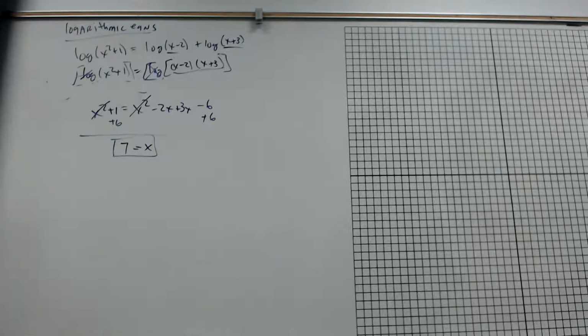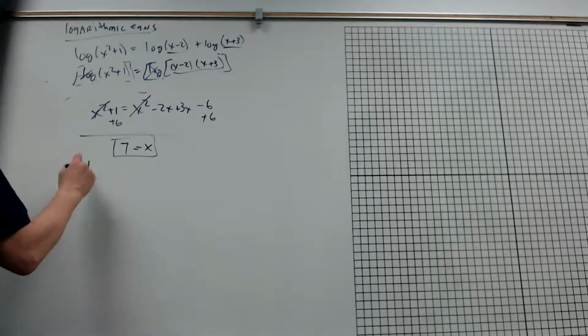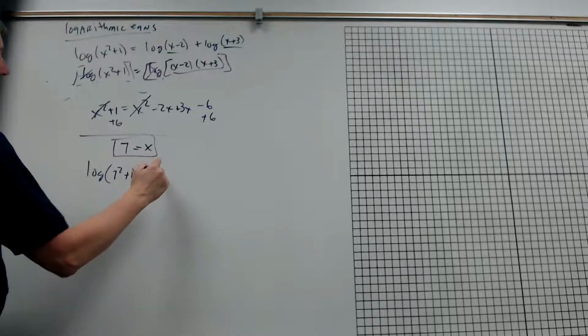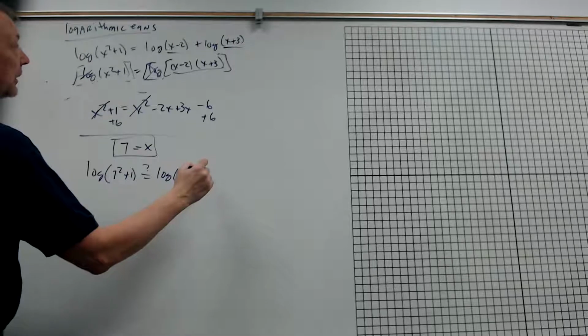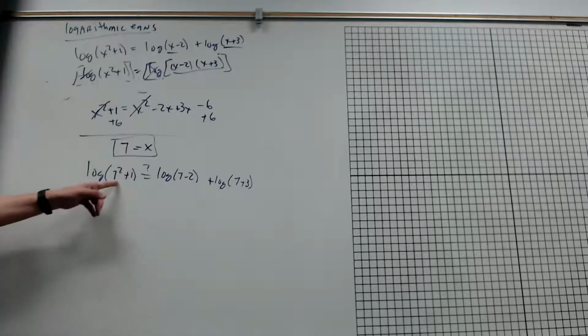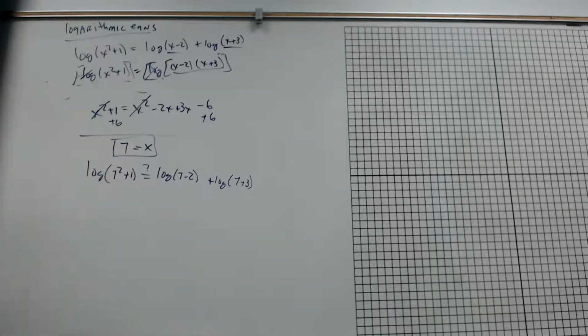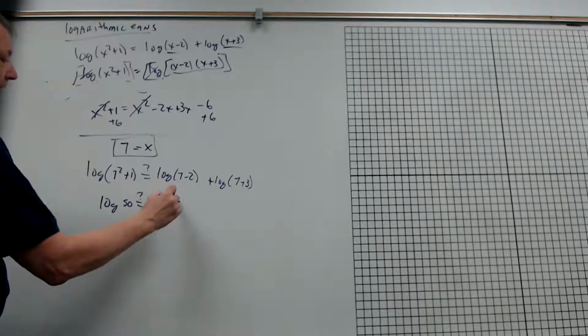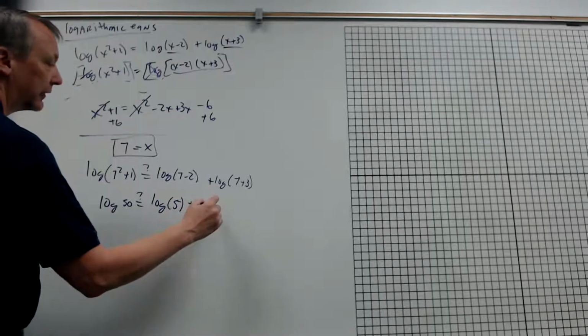Okay, now, we haven't spent much time checking our answers, but logarithms are ones that you really should check your answers because sometimes you'll get an answer, but it doesn't work. So this is one we really should check. So I've got the log of 7 squared plus 1. Does that equal the log of 7 minus 2 plus the log of 7 plus 3? Okay, so we're trying to do that. So this 7 squared is 49 plus 1 is 50. So log of 50, does that equal the log of 5 plus the log of 10?